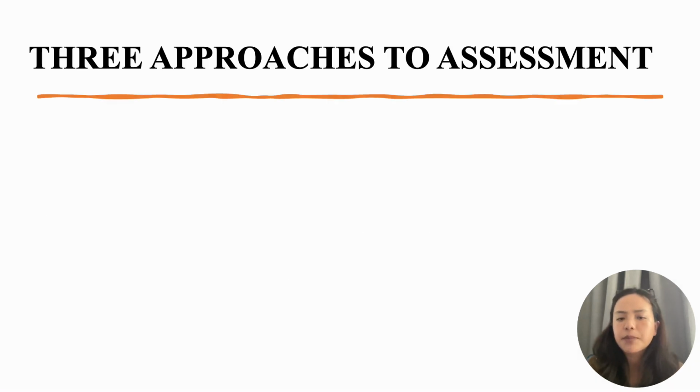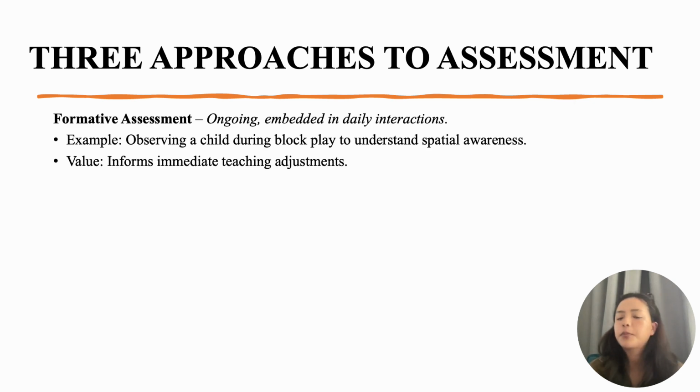Let's look at the three main types of assessment we use in early childhood. The first one we have is formative assessment. Formative assessment is what we use most often in our day-to-day work. This includes things like observations, photos, learning stories, and conversations with children. It happens while the learning is still going on and helps us to understand what children know, what they are interested in, and what they are ready to learn next.